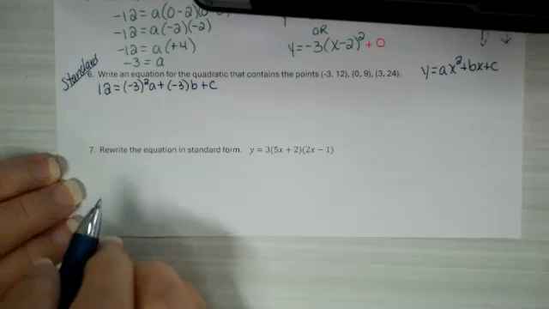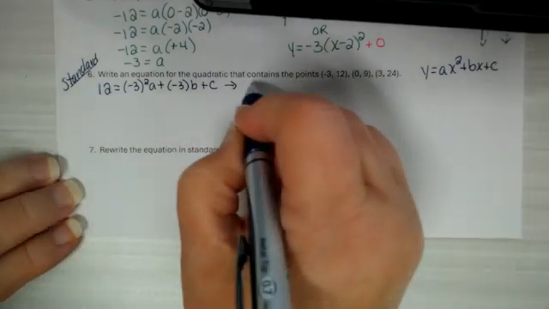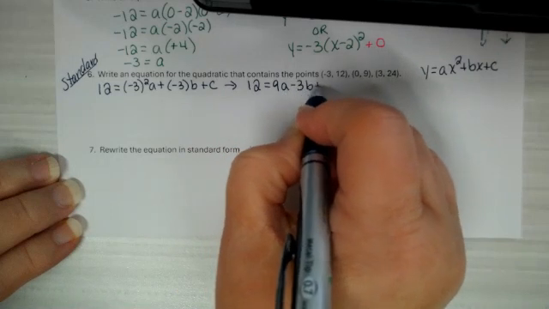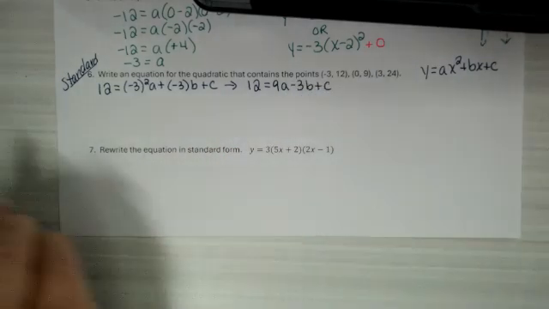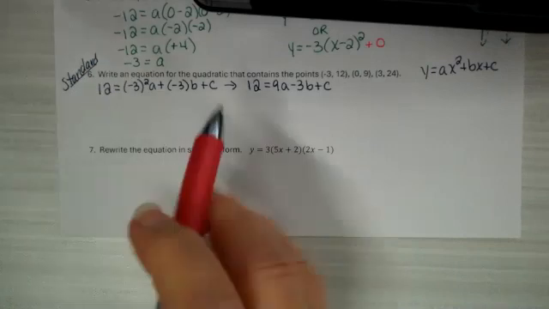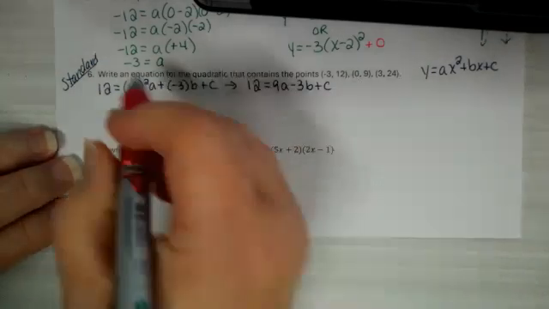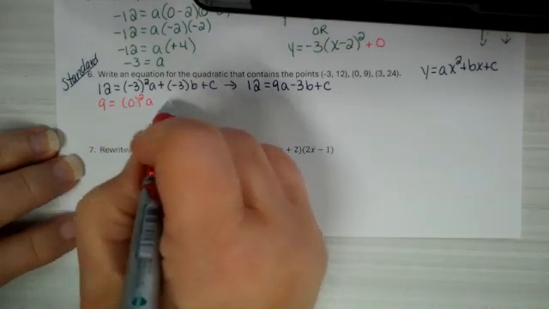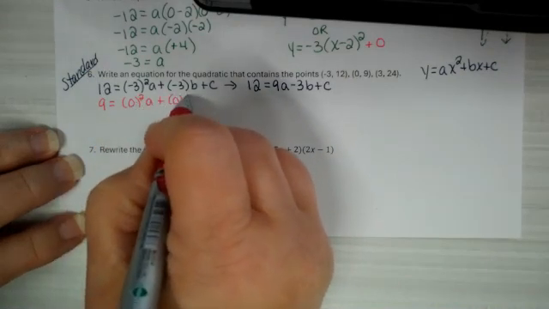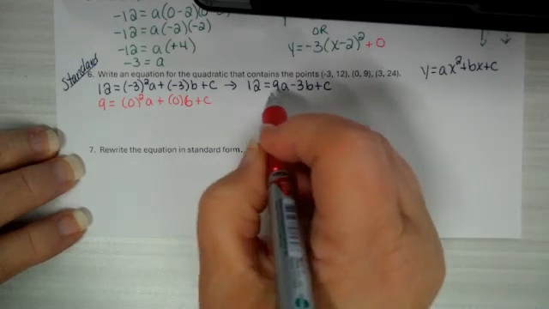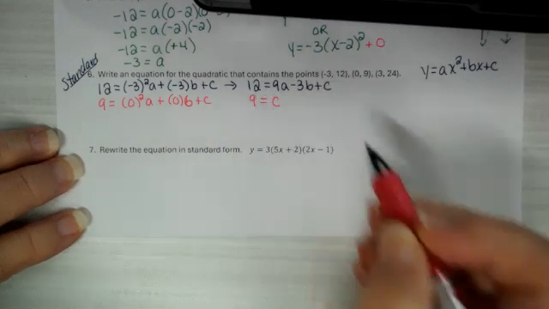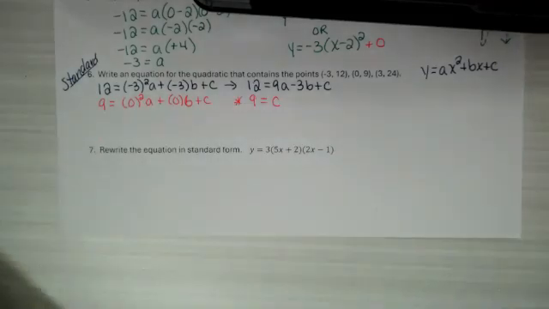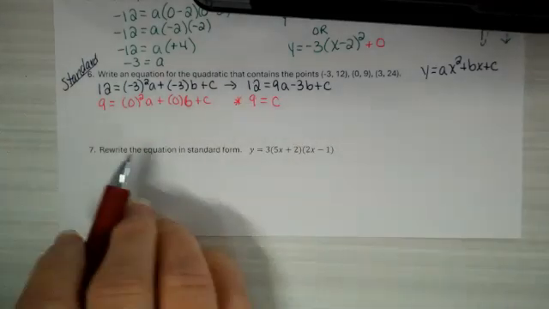I don't know anything about c. So that's going to end up being 12 equals 9a minus 3b plus c. All right, the next equation, the (0, 9). Y equals, this one's a little bit easier because 0 squared times a plus 0 times b plus c is going to give me 9 equals c. So that was really nice of them to give us one like that. The c value is 9, and that'll make the rest of our work easier.